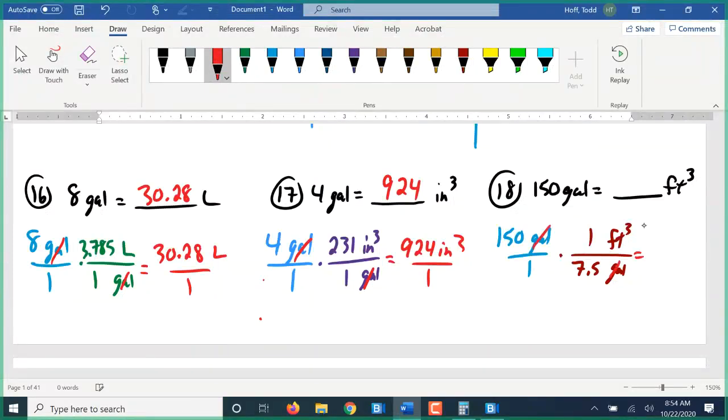150 times 1 cubic foot is 150 cubic feet. 1 times 7.5 is 7.5. 150 cubic feet divided by 7.5 is 20 cubic feet. So 150 gallons is 20 cubic feet.